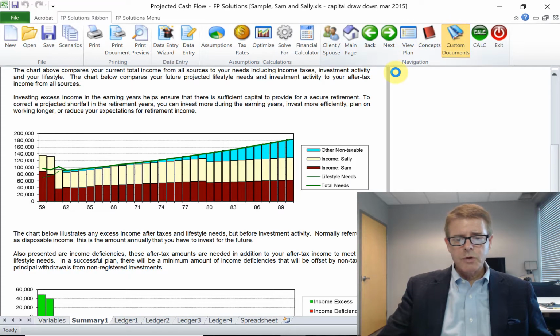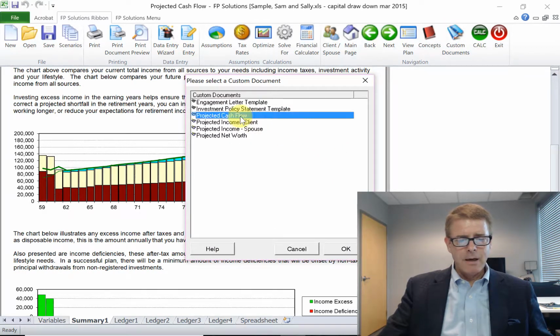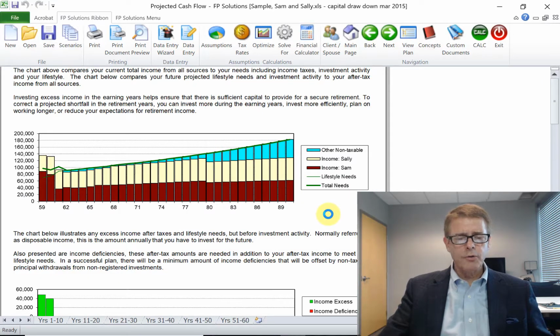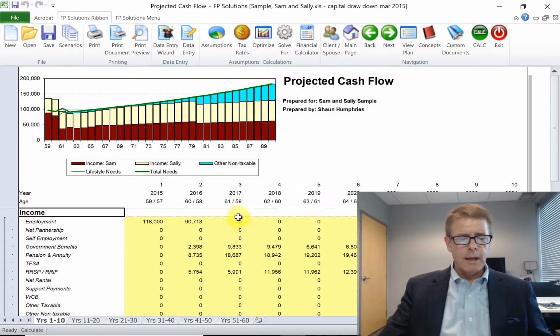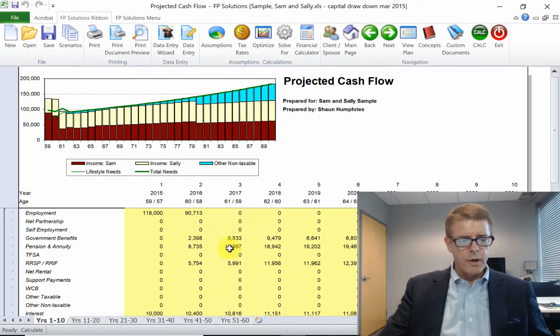Now, what I'm going to do is show you another version of that particular statement, which is a lot more detailed. This is a great statement to go through. It's a detailed audit trail. Clients like it because they can go through the numbers and see precisely where the numbers are coming from.